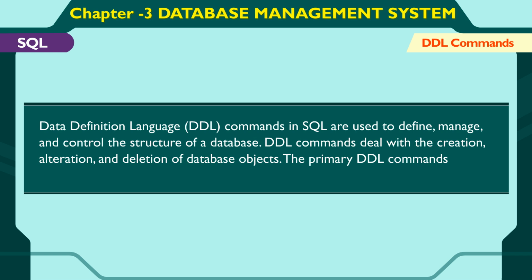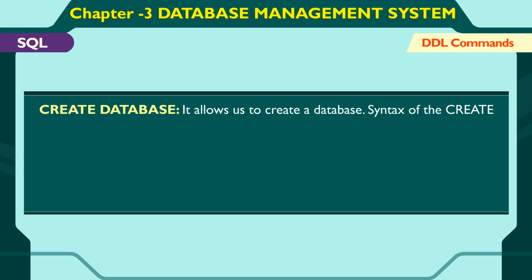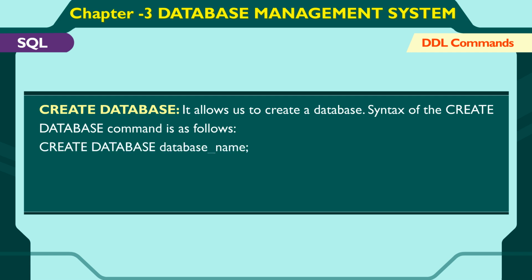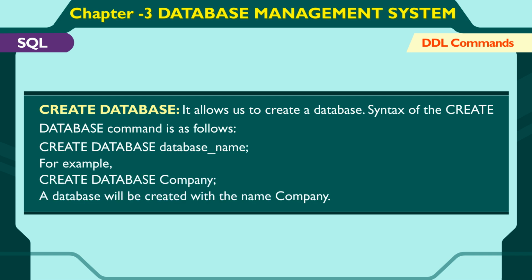The primary DDL commands include Create Database. It allows us to create a database. Syntax of the Create Database command is as follows. Create database, database underscore name. For example, create database company. A database will be created with the name company.